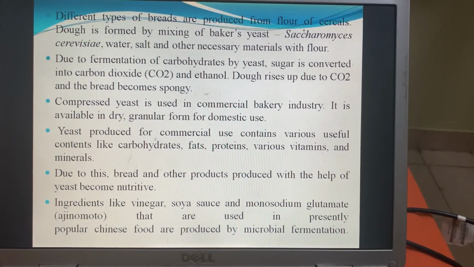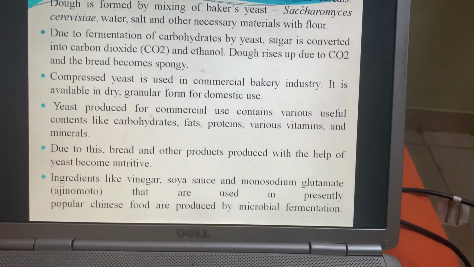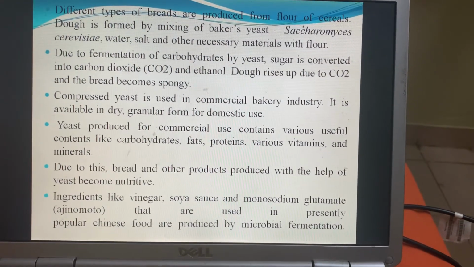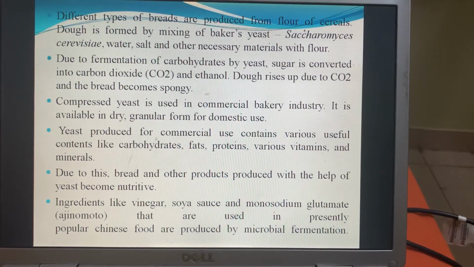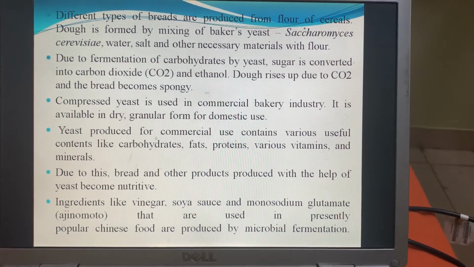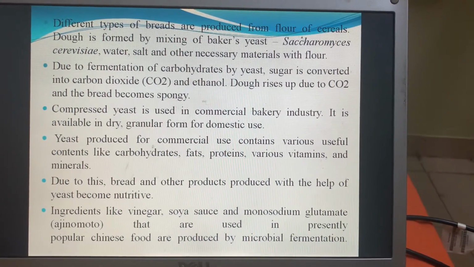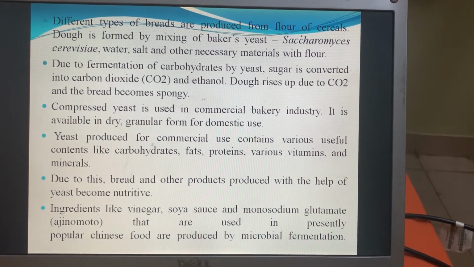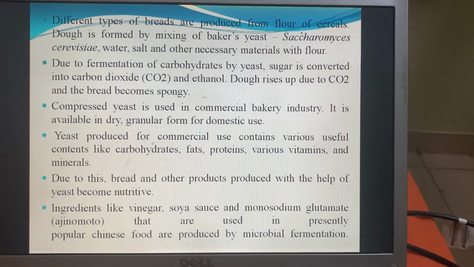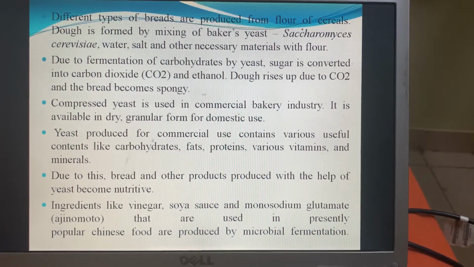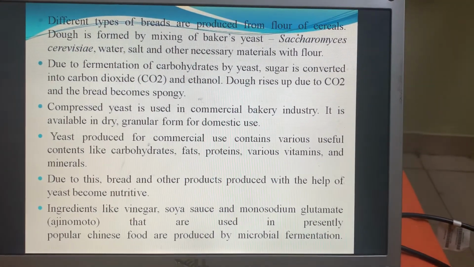Other ingredients like vinegar, soya sauce, monosodium glutamate, that is Ajinomoto. This is important. You should know that monosodium glutamate is Ajinomoto, which is used in presently popular Chinese food, and is produced by microbial fermentation.